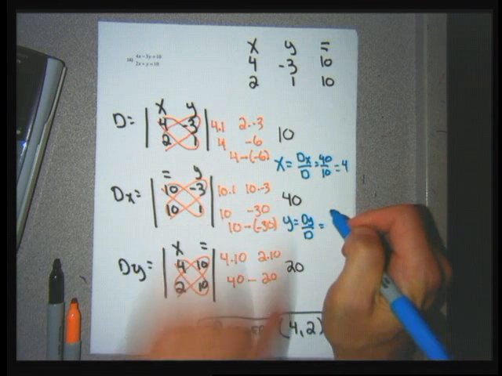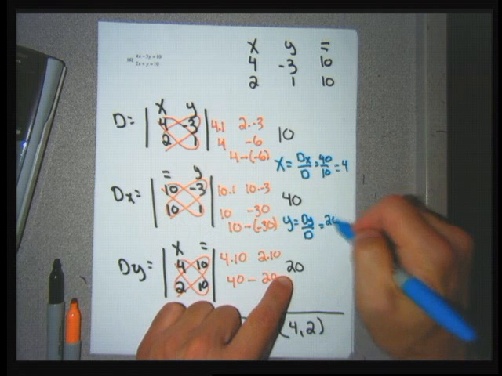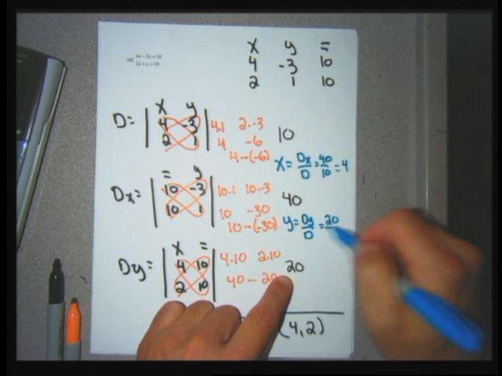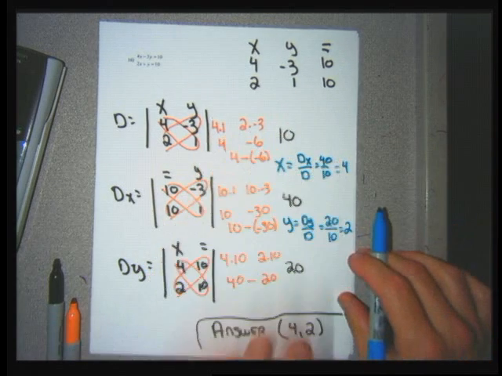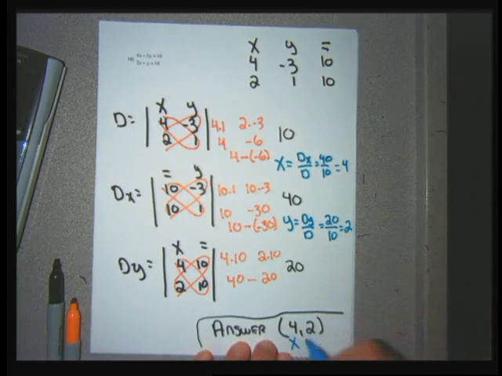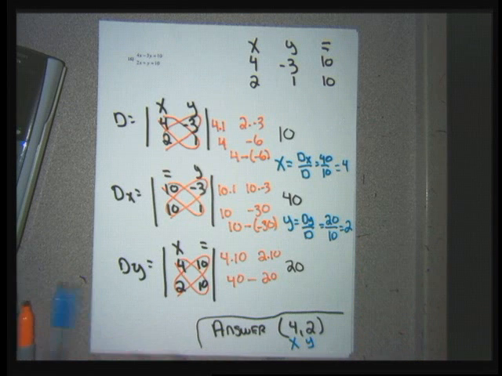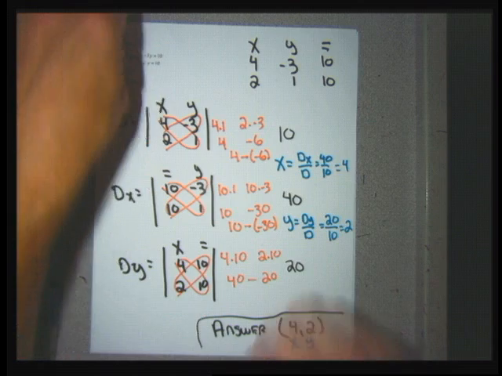My D sub Y number is 20. My D number is 10. And 20 divided by 10 is 2. I see X equal to 4, Y equal to 2. Here I see X equal to 4, Y equal to 2. So I did it perfectly, even without resorting to my calculator to do all the determinants.